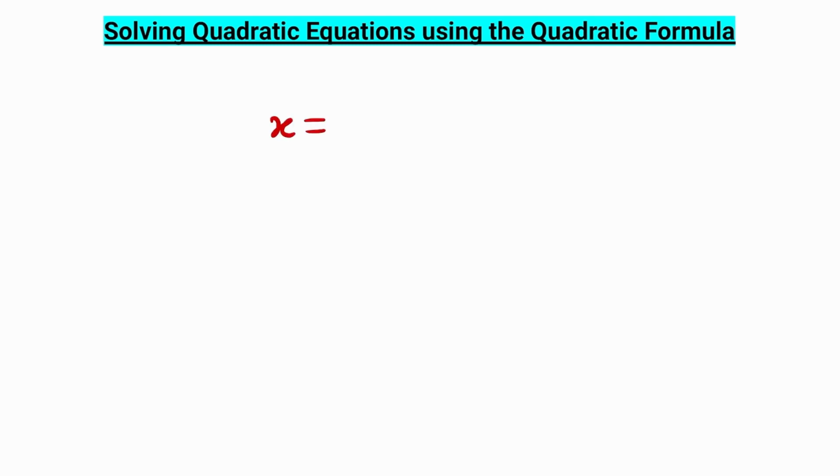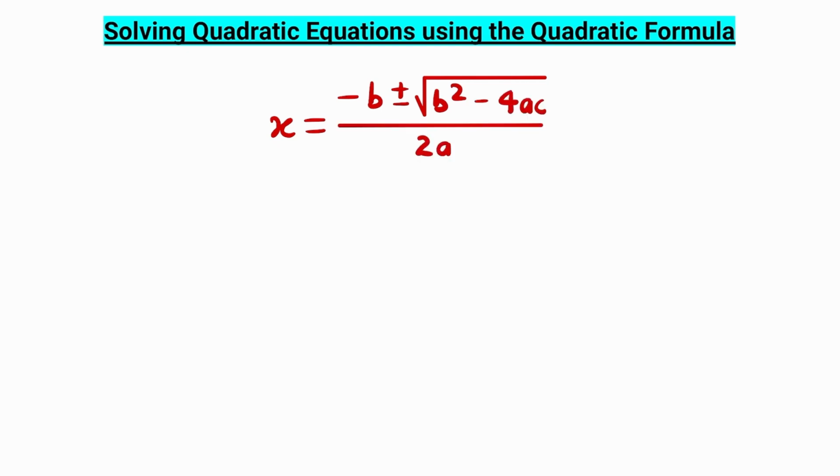So the quadratic formula looks something like this. x equal to negative b plus or minus the square root of b squared minus 4ac over 2a. This here is what we call the quadratic formula.